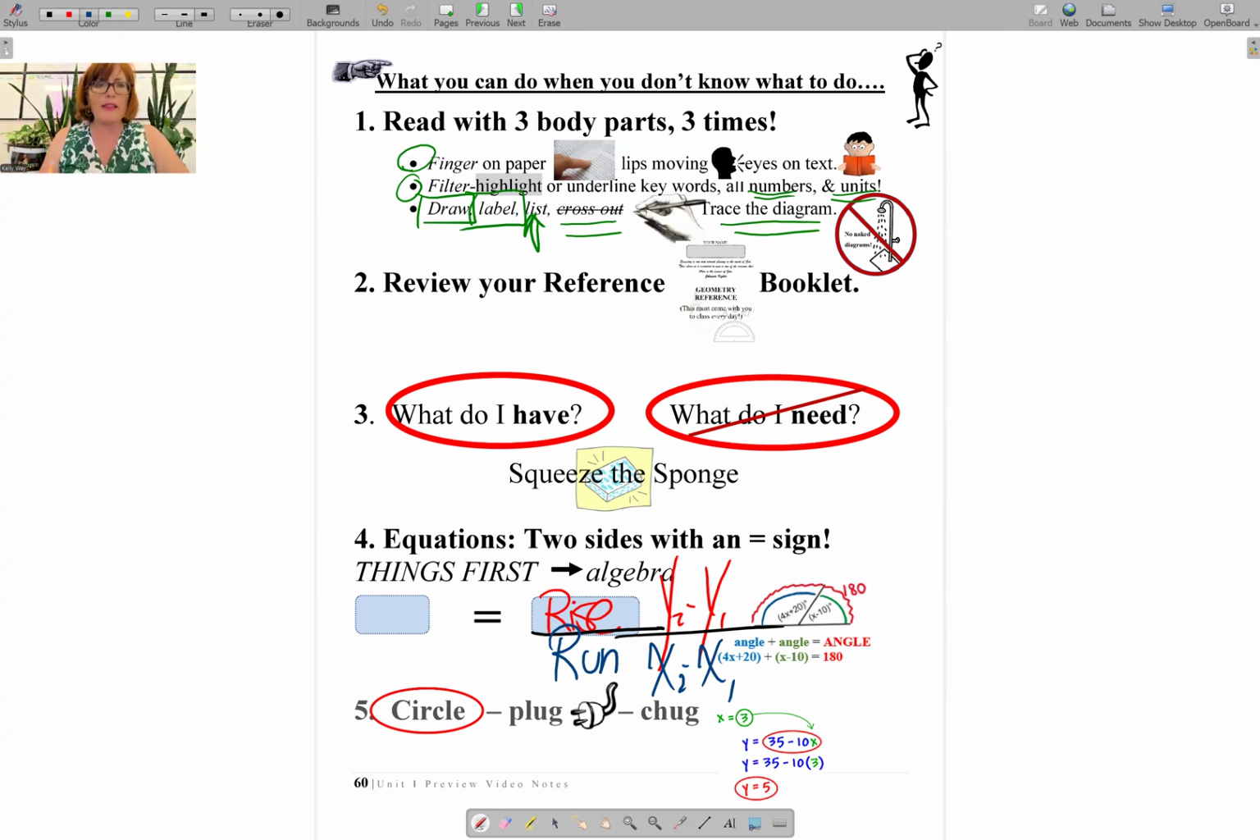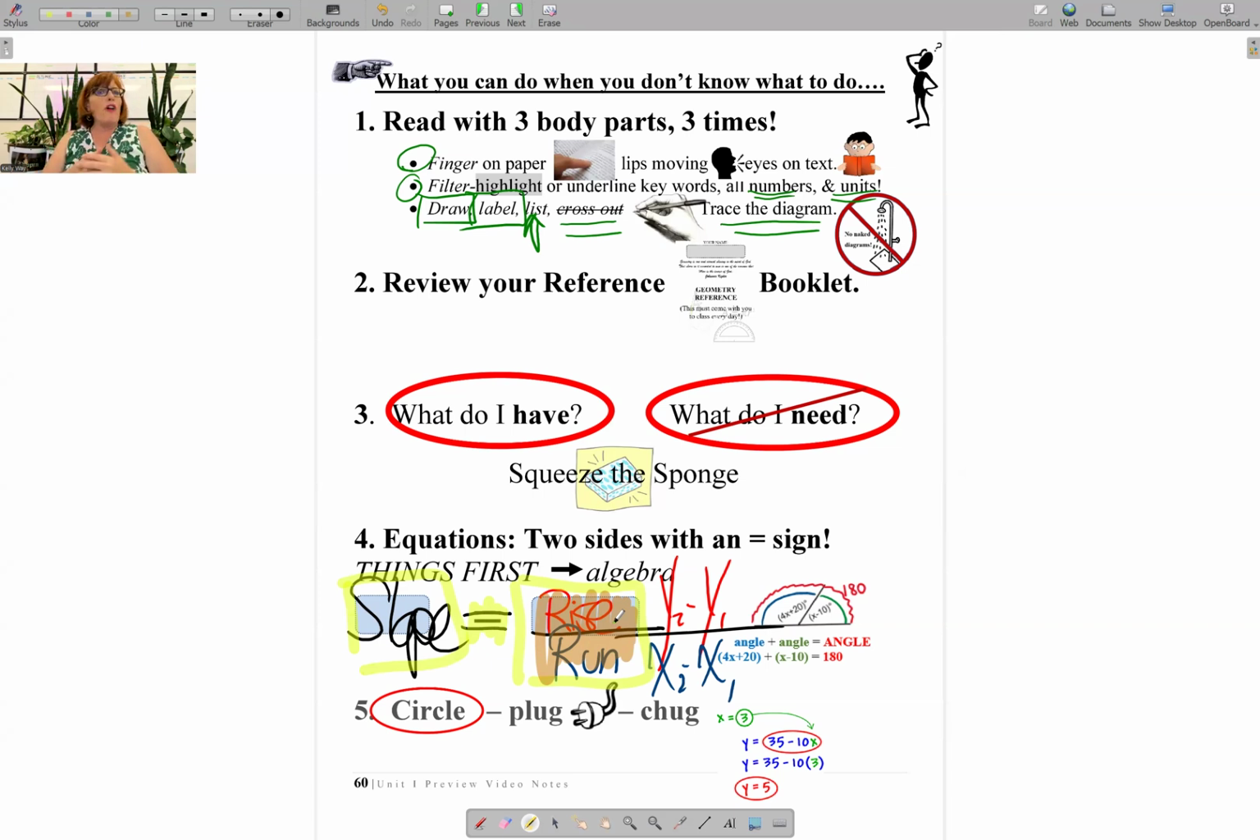You don't write it like that. You write it like this: slope equals rise over run. Equations have two sides with an equal sign. You never, ever just write the one side. The one side is called an expression, not an equation. An equation has, do it with me, two sides.